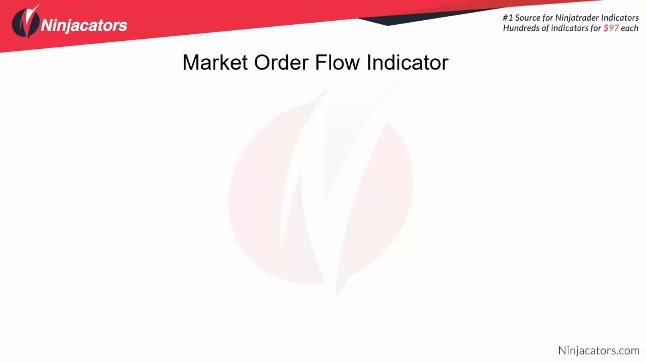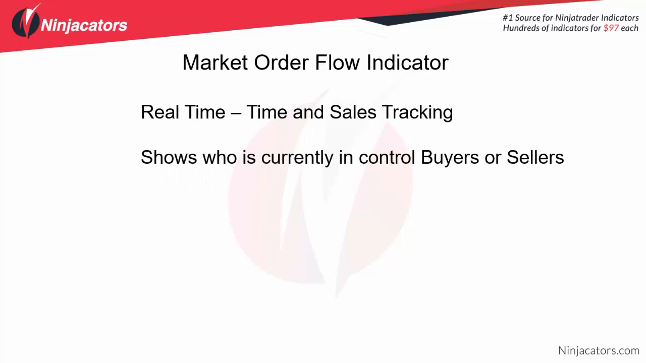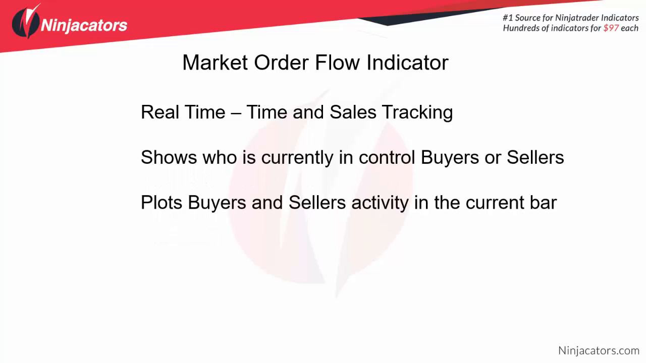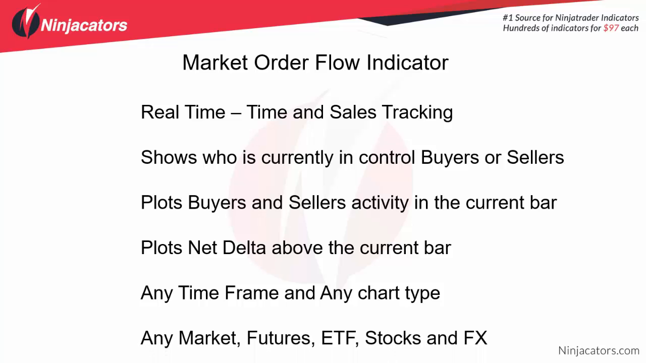The market order flow indicator gives us real-time time and sales tracking. It's going to show us exactly who is in control, the buyers or the sellers, and it does this by plotting the buyers and sellers activity in the current bar. It also is going to give us the net delta above the current bar, so you can really see who is winning and losing on the current bar. It works on any time frame and any chart type, any market, futures, ETF, stocks, and Forex.